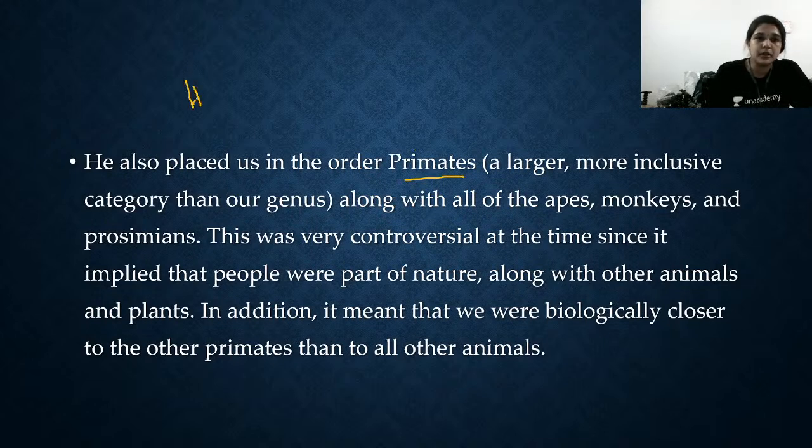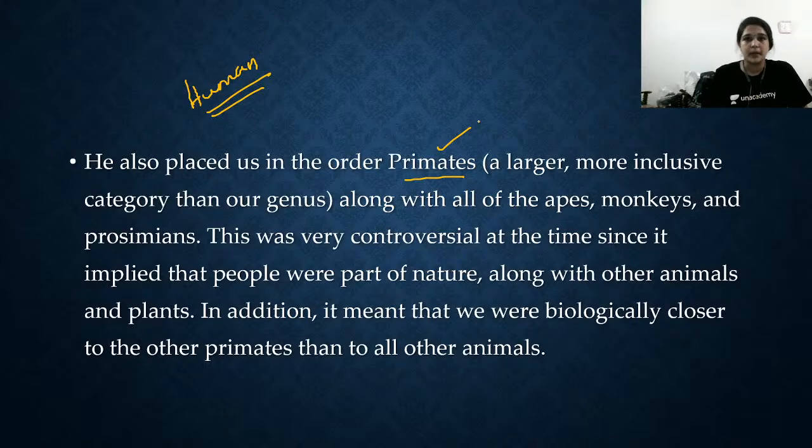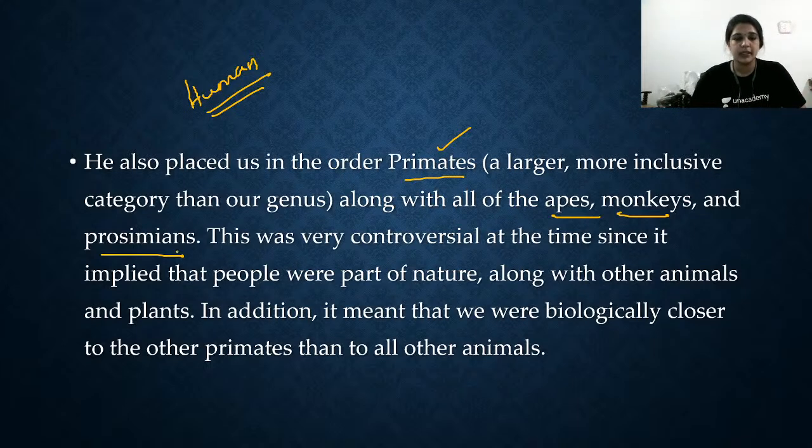So where do human beings, or Homo sapiens, lie? In the order primates. In the next topic we'll be seeing about primates. Primates include apes, monkeys and prosimians. So initially, when Darwin or many people said that man originated from monkey, obviously our ancestors should be from monkey. What happened? It became very controversial.